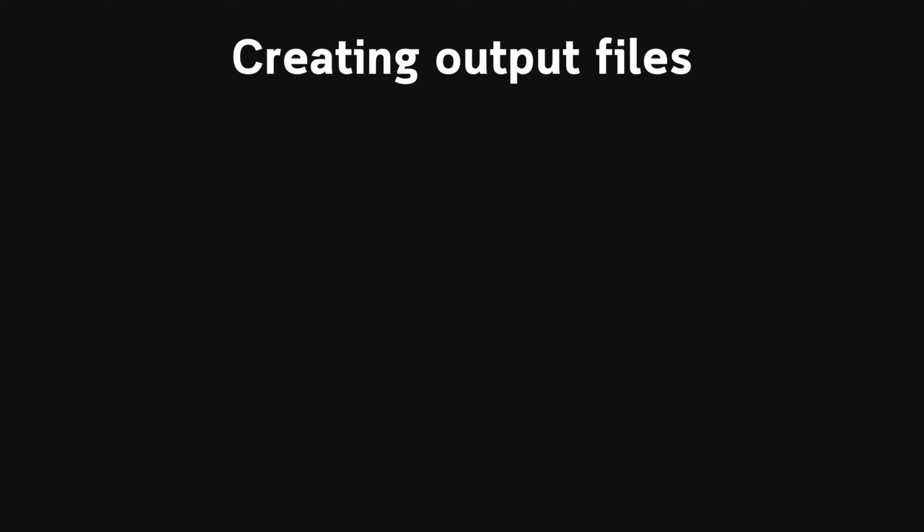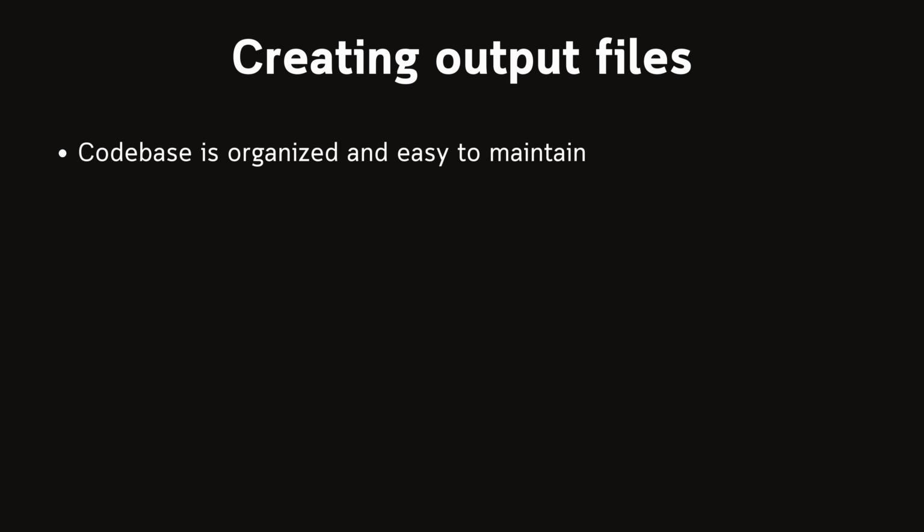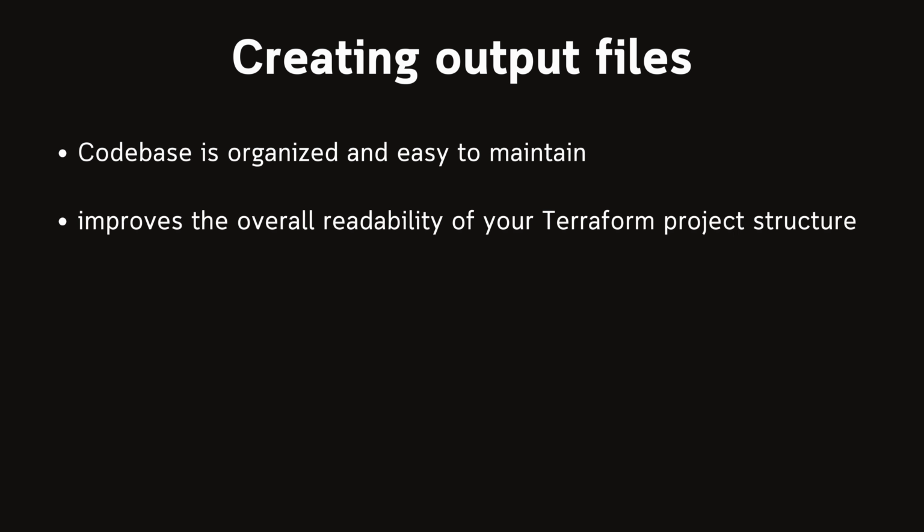Now at last we have output files. Separating outputs into their own files helps you keep your Terraform code more organized and easier to navigate. It also makes your code more readable. Having all outputs in one place makes it easier to quickly see what information your Terraform configuration is exposing. When outputs are in dedicated files, it's easier to add, modify, or even remove them without affecting other parts of your configuration.